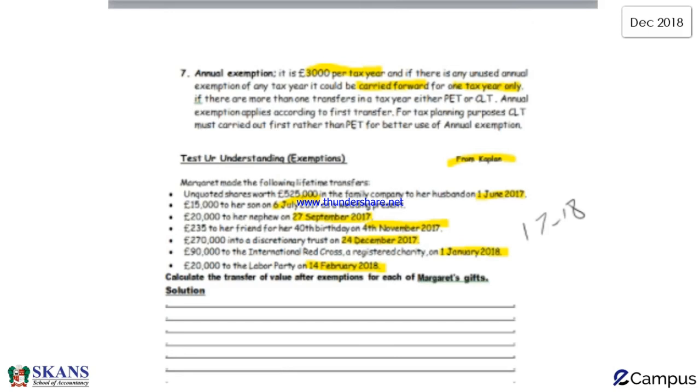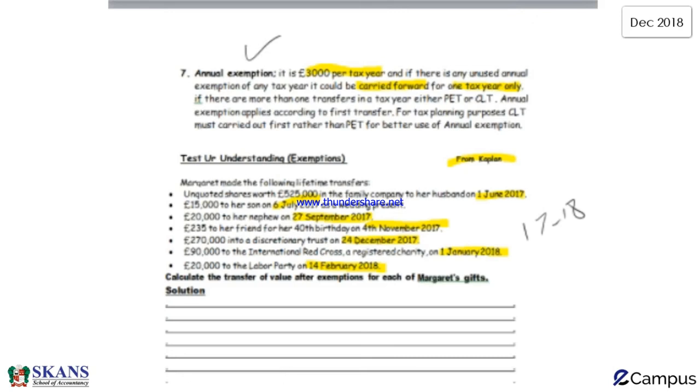Well, so I think the earlier transfers, date-wise, would be the transfers which will be able to claim annual exemption, because annual exemption is to be deducted chronologically, that is date-wise. Whichever transfer was made earlier in the tax year would attract annual exemption first, and if any is left after deducting from the first transfer, we can deduct it from the subsequent transfers as well.